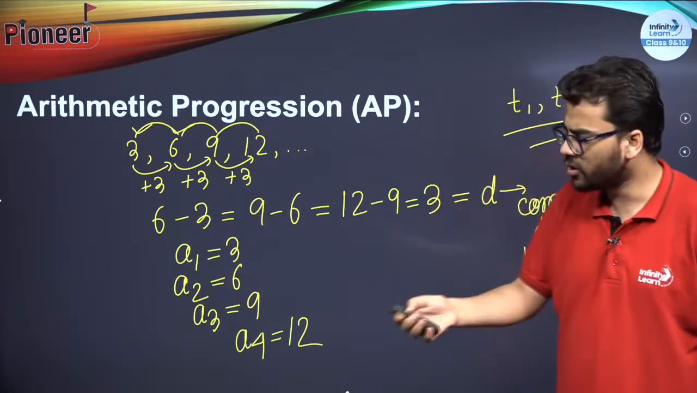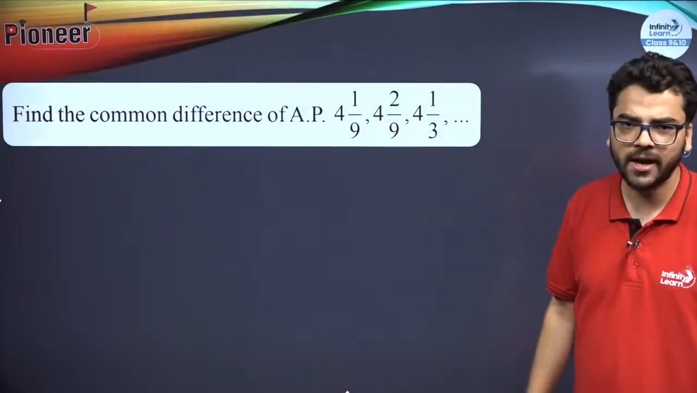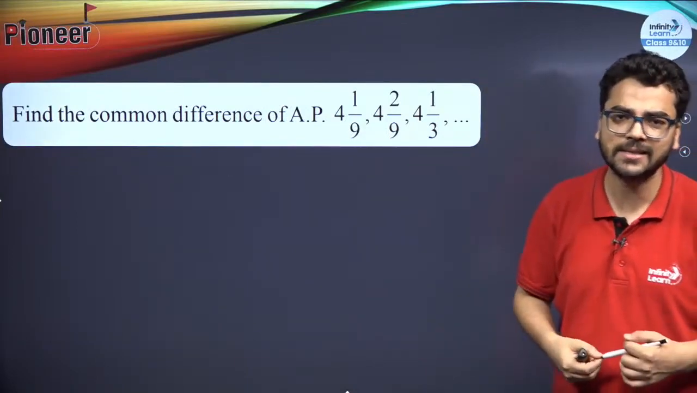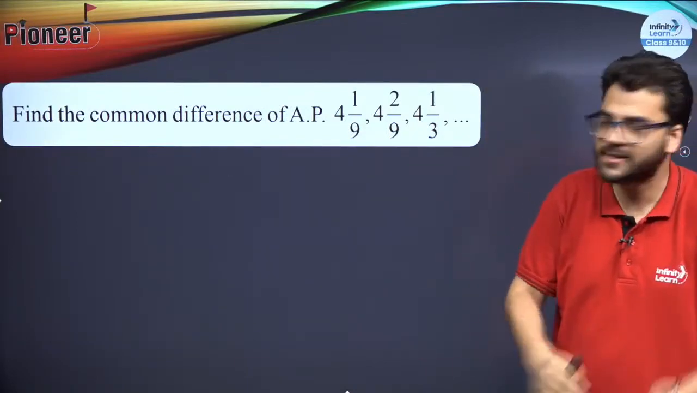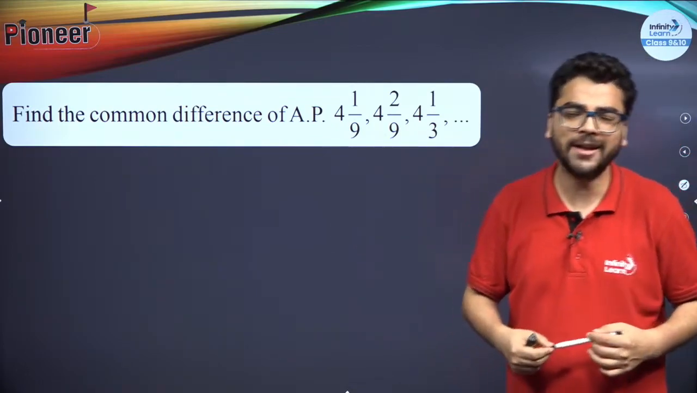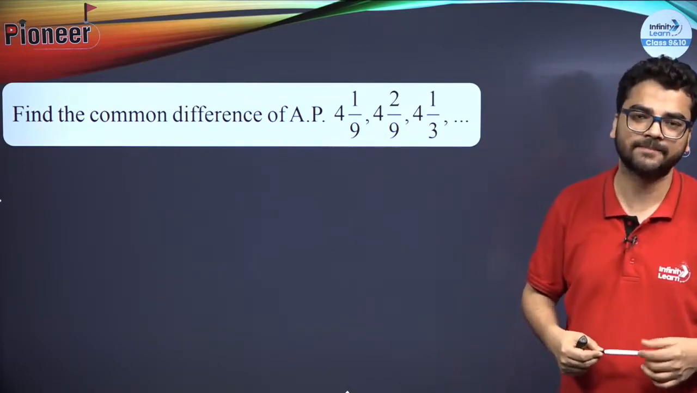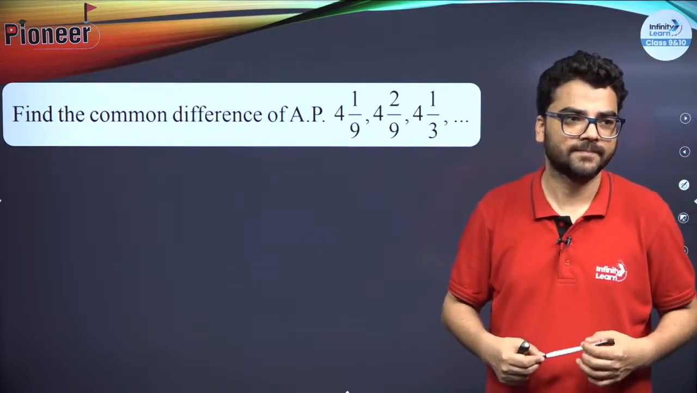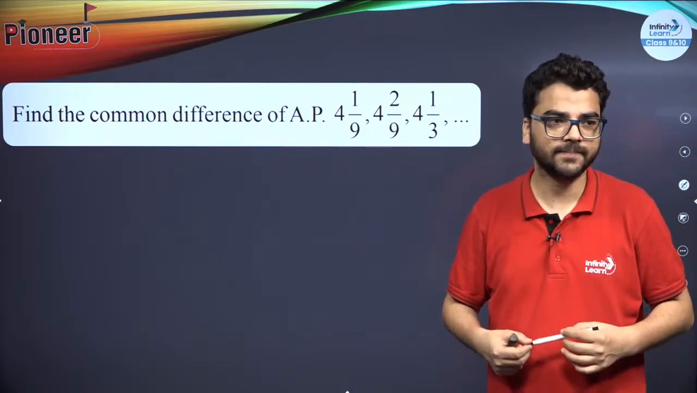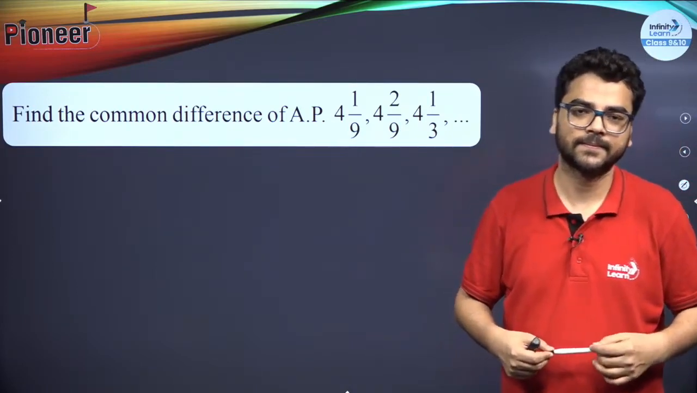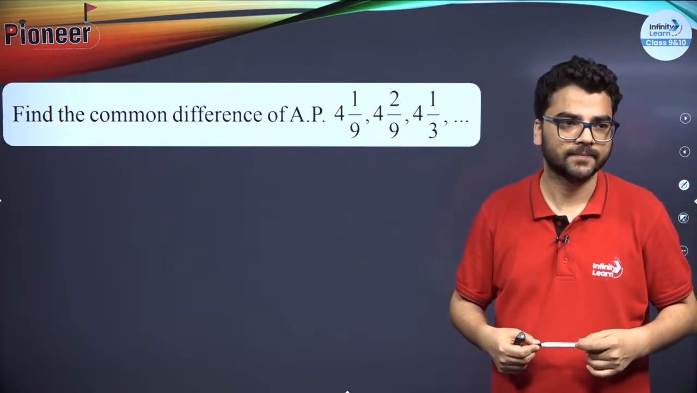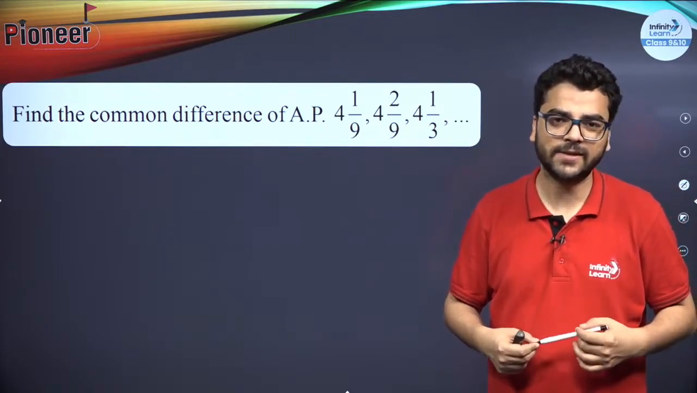So let's do a question on the basis of this basic logic. Can you find the common difference of this AP? Can you tell me the answer? It is already given in the question itself that this is an AP, so you don't have to bother. Can you find the common difference of this AP, guys? Can you tell the common difference?